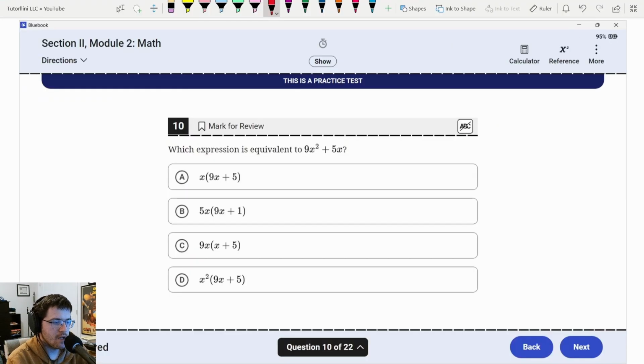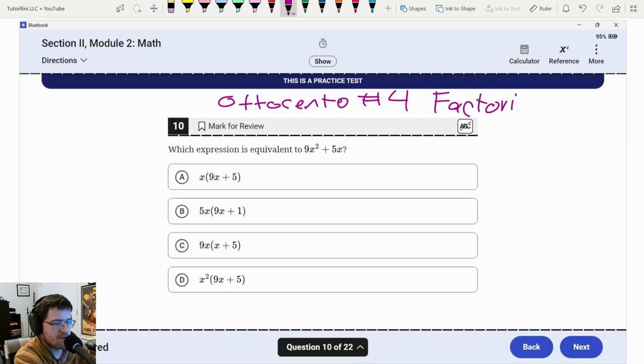Okay, question 10. So they want us to factor. The first thing I always do when I factor is look for a GCF. I go over this in my Ottocento number 4 on factoring. Definitely check that out. So I'm looking at 9x squared plus 5x. I'm thinking, what do they both have in common? Well, 9 and 5 have no common factors besides 1. But they do both have an x. They both have at least one x. So I'm going to pull out an x.